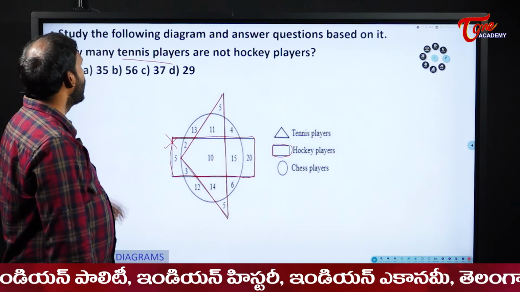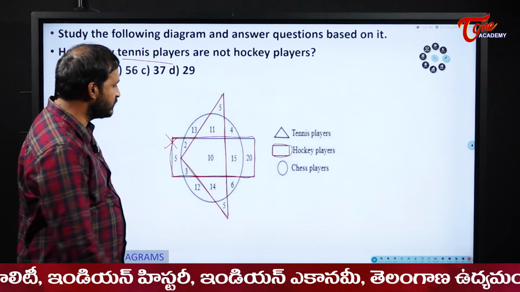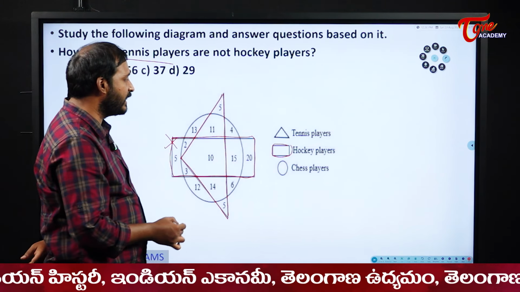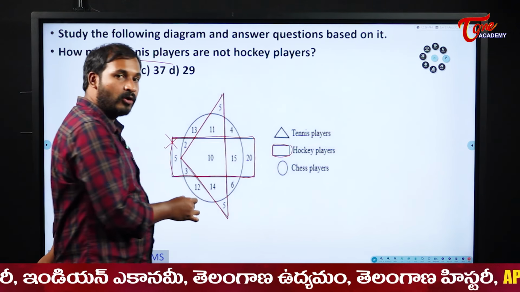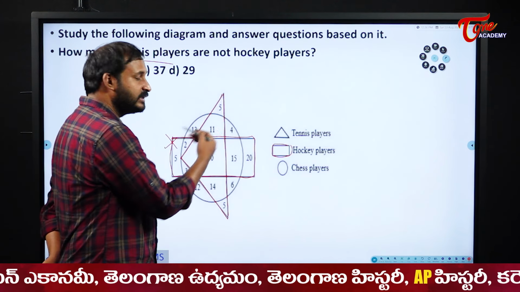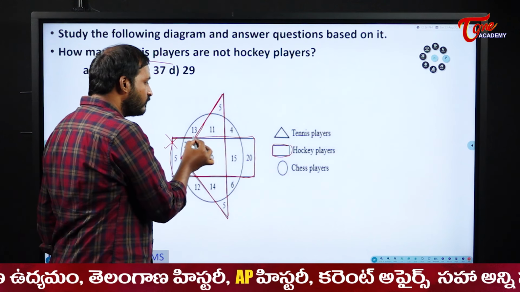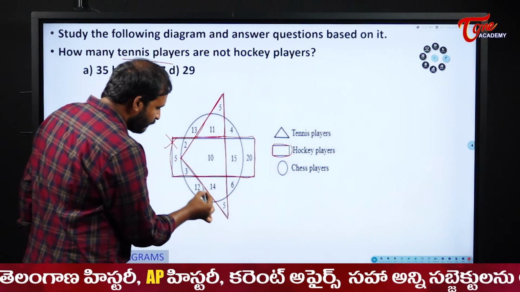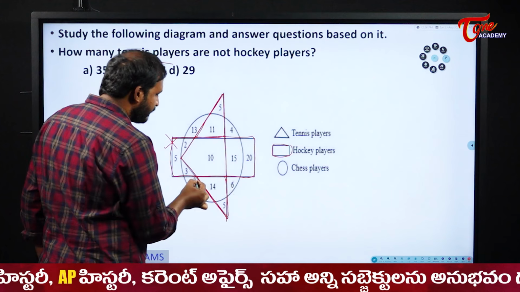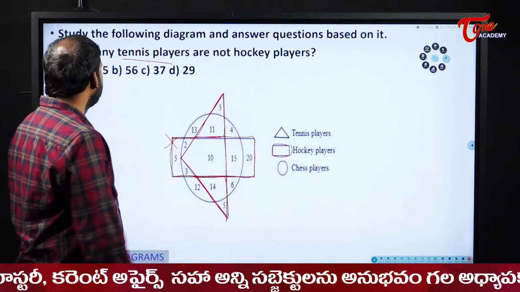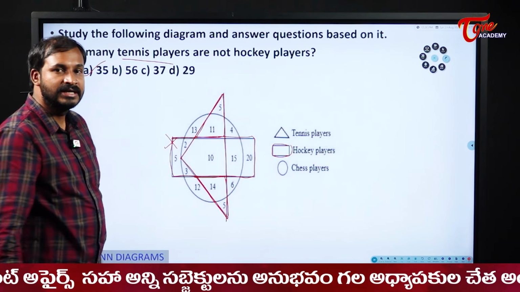So I should tell how many tennis players are not hockey players. Hockey should be eliminated, and after deleting hockey, how many are there outside this rectangle, inside the triangle? 5 plus 11 here, that is 16, and 14 plus 5 here, 16 plus 19, it will become 35. So my answer here becomes 35.